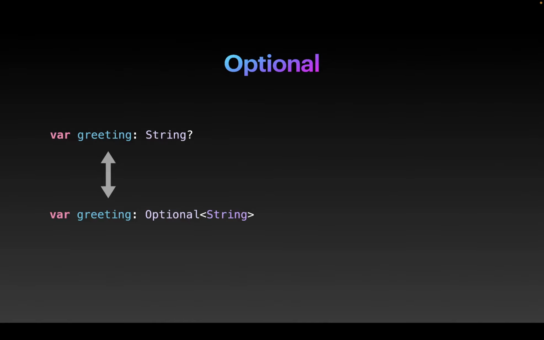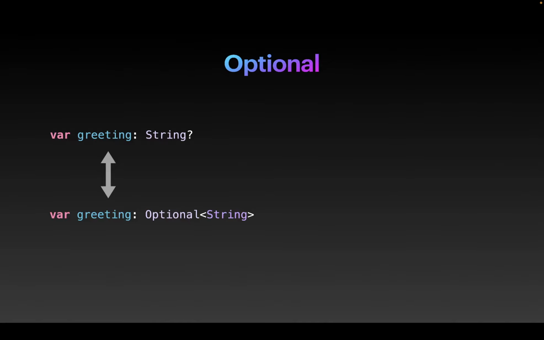During compilation, the compiler actually swaps this for something called Optional with angle brackets and String inside that, okay? The Optional here is just a data structure defined in the standard library, and we're going to take a look at that. Okay, so any questions here? Like the syntax? The String inside this angle bracket is a generic type, okay?